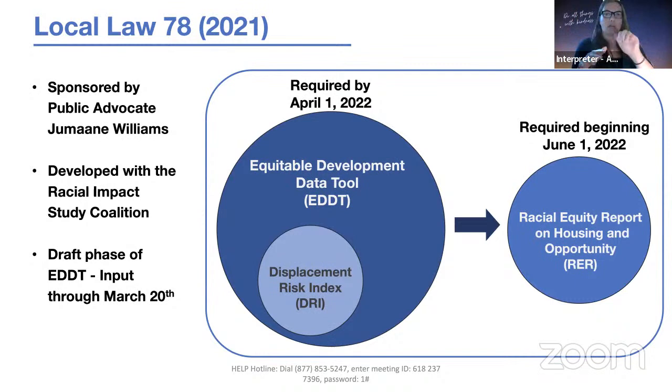The second major component of the legislation, the racial equity reports on housing and opportunity, will be disclosure reports required for certain land use applications beginning in June 2022. These reports will inform the land use process by providing context to support discussions of race and equity in planning.